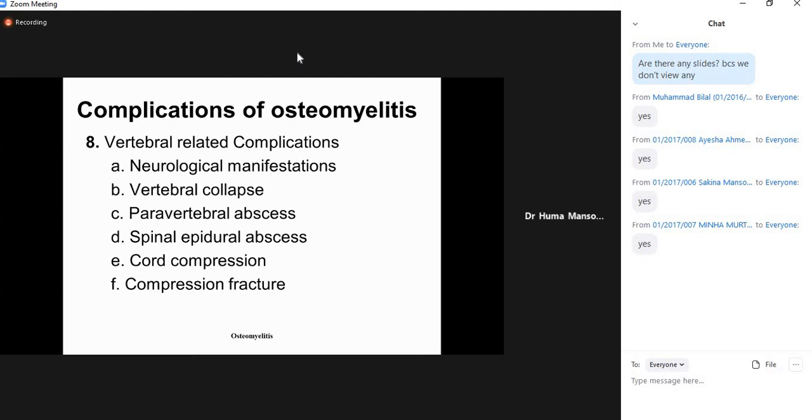In vertebral related complications, it can cause neurological manifestations. It may lead to vertebral collapse. If you talk about Mycobacterium or Pott's disease, in that case, it can lead to paravertebral abscess. It can lead to spinal epidural abscess. It can lead to cord compression. And cord compression is a medical emergency because it can then lead to anuria and paraplegia, or it can lead to compression fractures when it affects the vertebral joint.